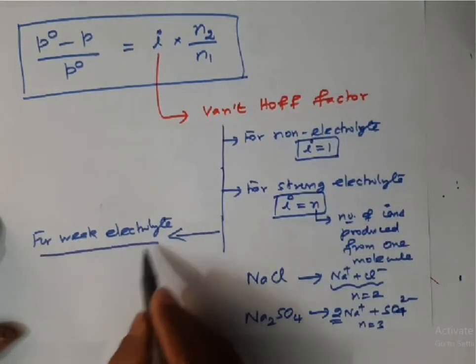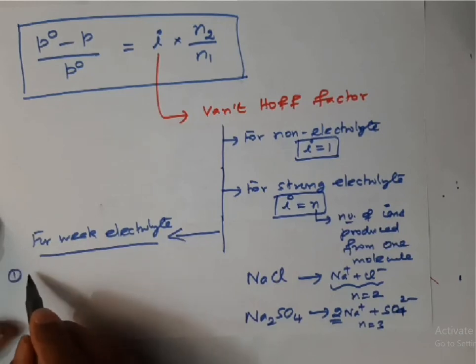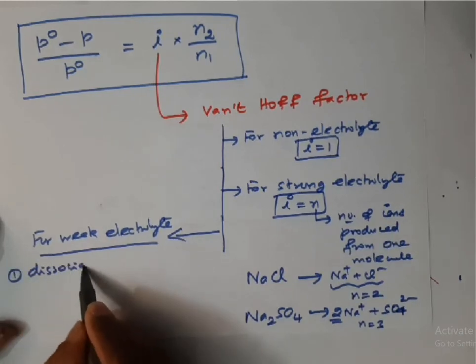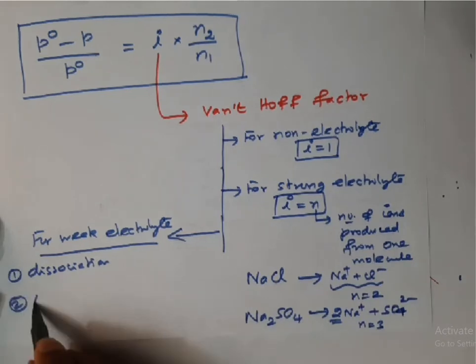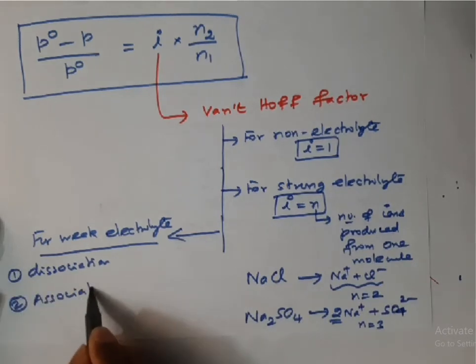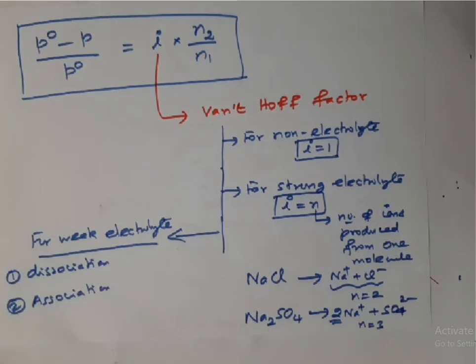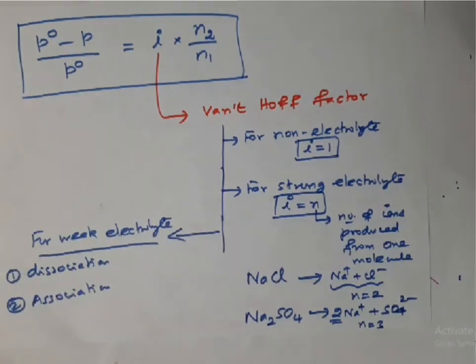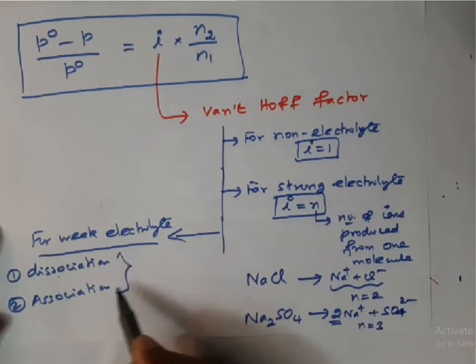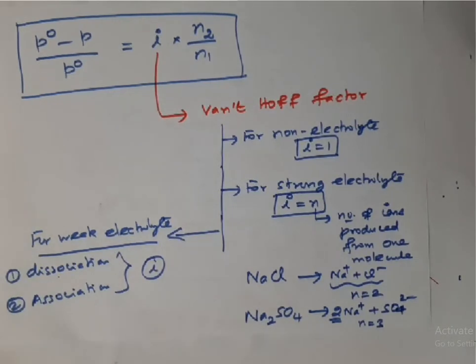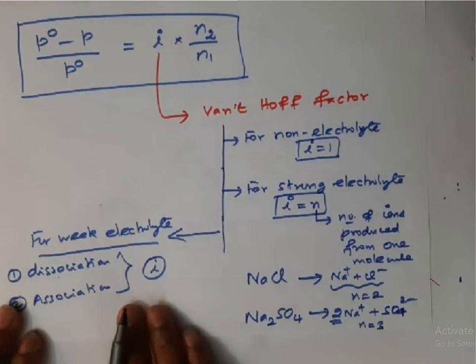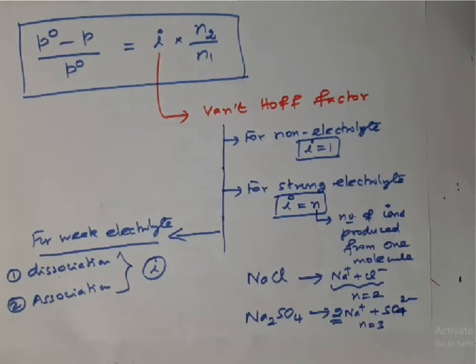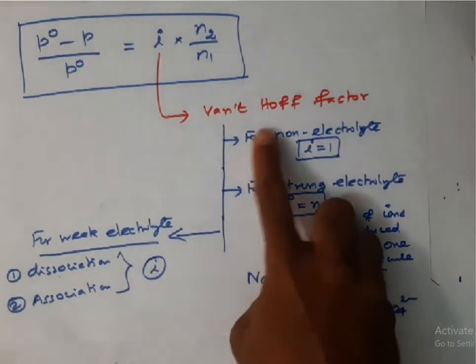For a weak electrolyte alone, we have to check whether dissociation occurs or association occurs, because in some solvents the solute molecule may undergo association. In some other solvent, the same solute molecule may undergo dissociation. So whether dissociation or association occurs, based on that we have to calculate the i value. This we will do in our forthcoming classes. So keep this in mind.